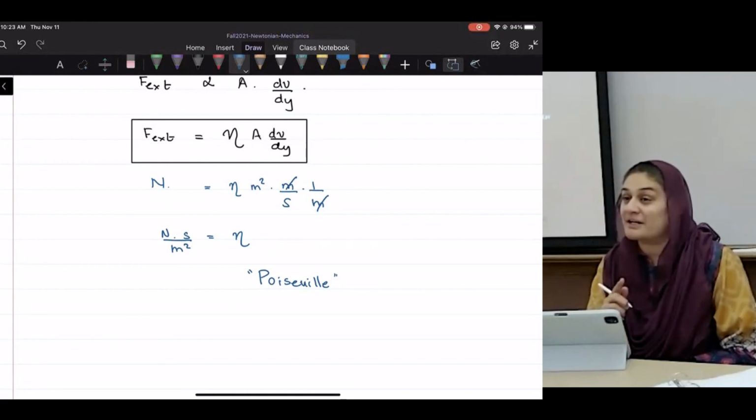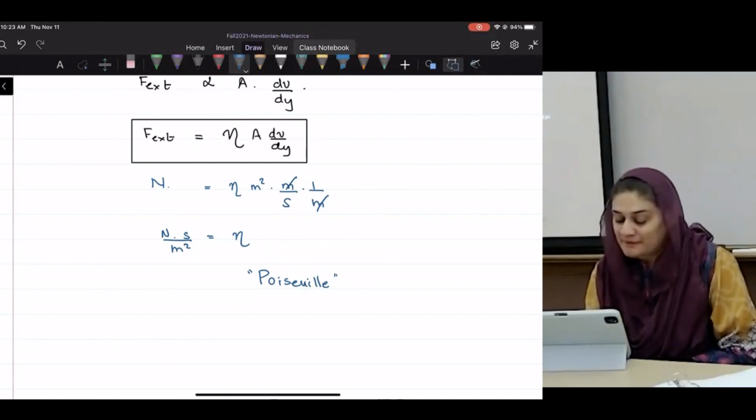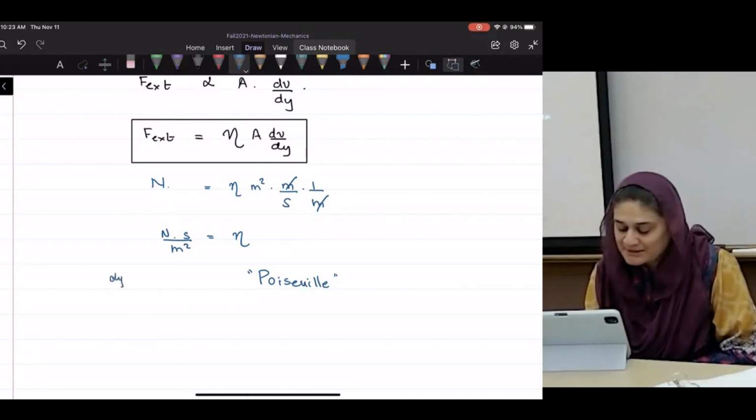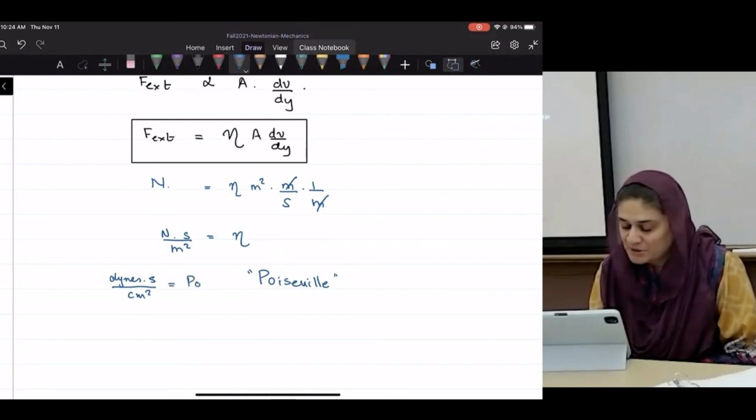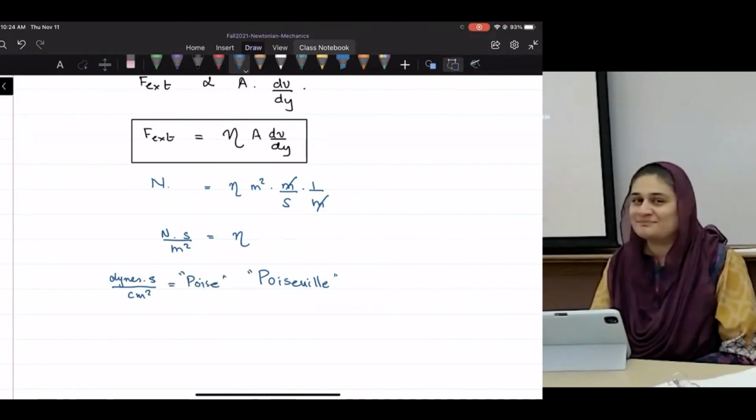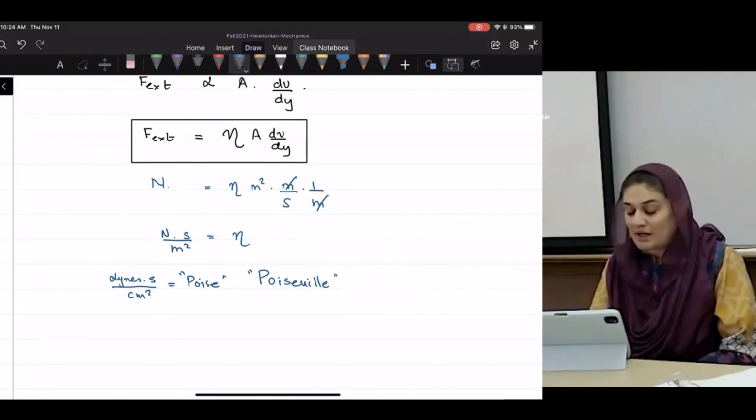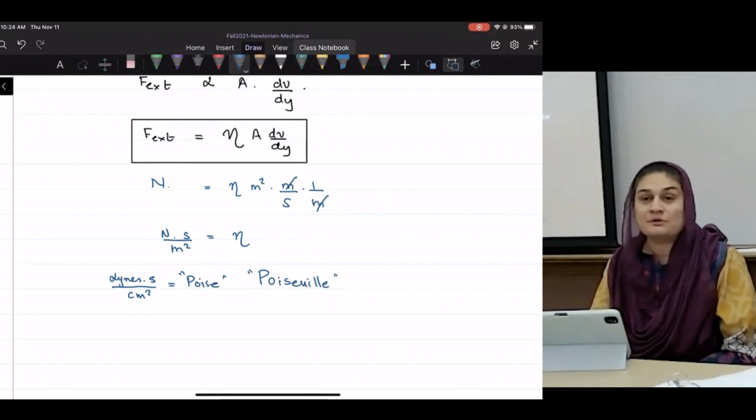However, there were no SI units at that time. The units that he used were dynes, seconds over centimeter squared, and he called it Poiseuille. Dynes, yep. Times the Y? D-Y-N-E-S. That was a unit for force at his time.